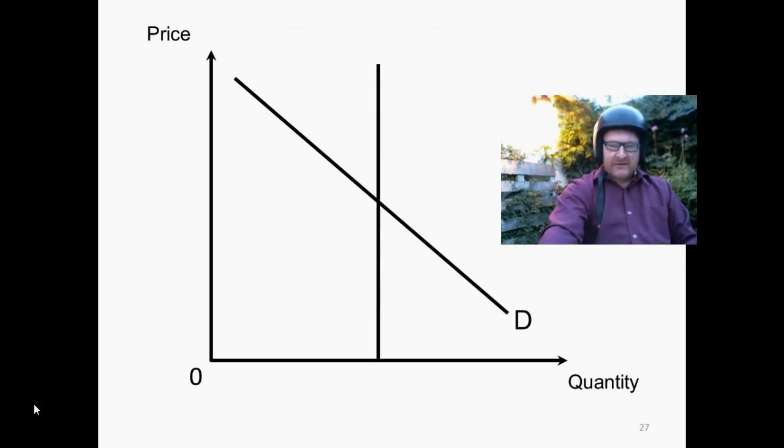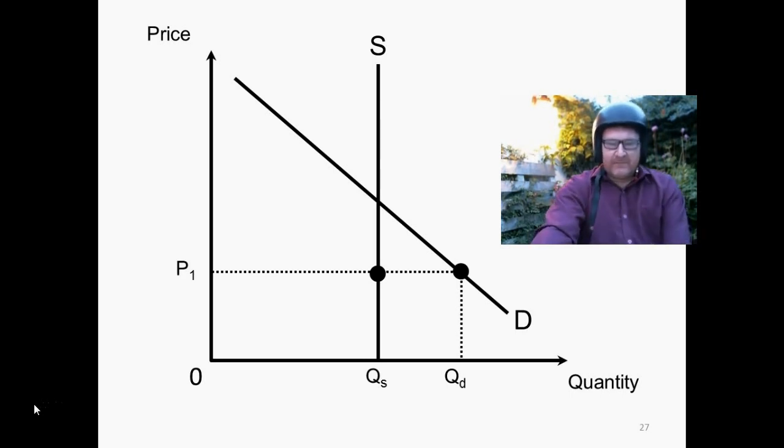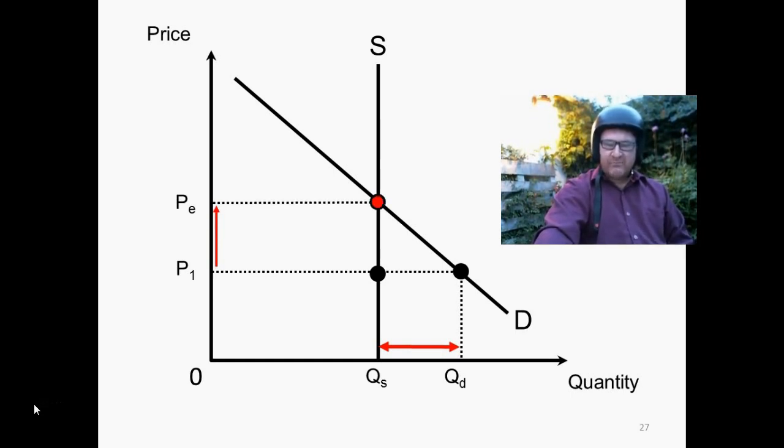In this case, let's say that the supply of the good is fixed in quantity. That is, we'll use a vertical supply curve to represent that idea. So no matter how high or how low the price goes, the quantity supplied to the market is fixed at QS. If the price were P1, the quantity supplied is unchanged from QS, but the quantity demanded will be QD, which is greater than the quantity supplied, and we have a shortage. When we have a shortage, buyers will bid the price upwards until the quantity demanded equals the quantity supplied. We reach an equilibrium price.